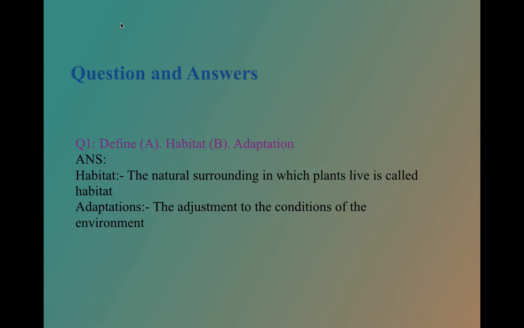Define habitat and adaptation. Habitat: the natural surrounding in which plants live is called habitat. Adaptation: the adjustment to the condition of the environment is called adaptation.